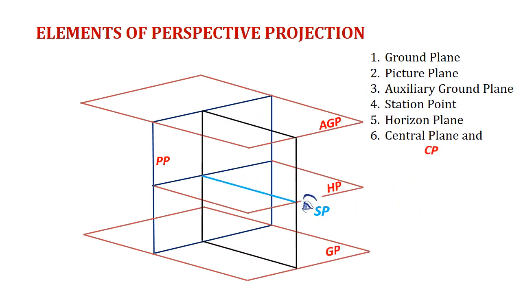Then the last one is central plane. It is a vertical plane perpendicular to both PP and GP and passing through the station point. The central plane is used to locate the station point with respect to the object.